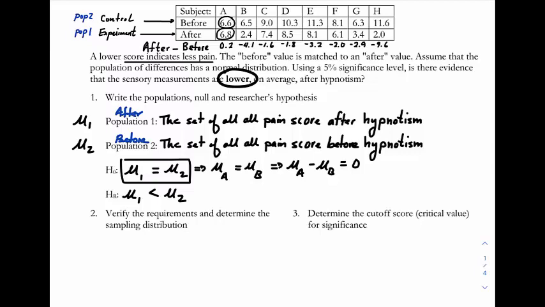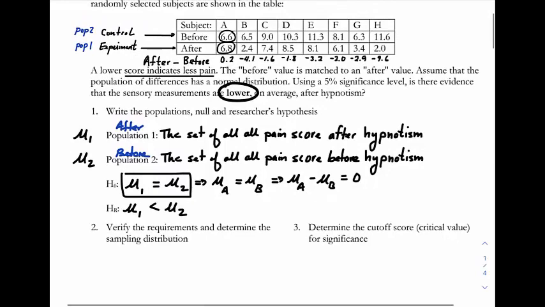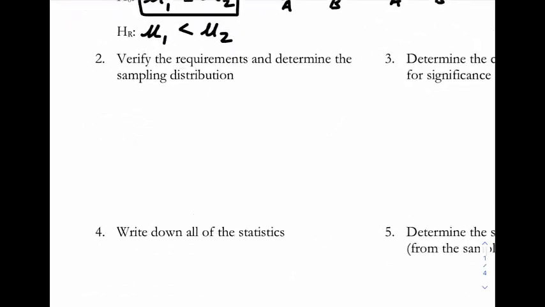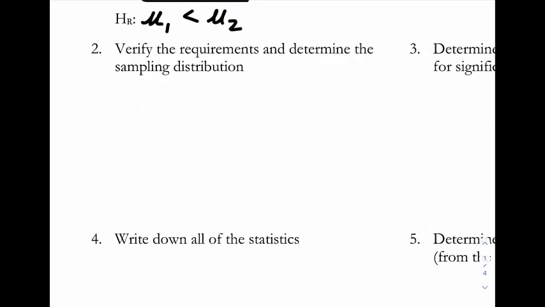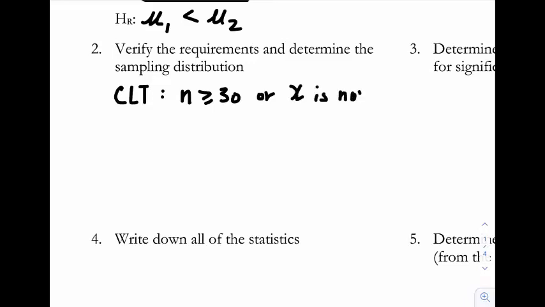Now that we have our hypotheses set up, we can look at part 2 here, verify the requirements, and then select our sampling distribution. So here in this case, this is going to go along the central limit theorem anytime we're talking about mu. N needs to be greater or equal to 30, or x is normal.